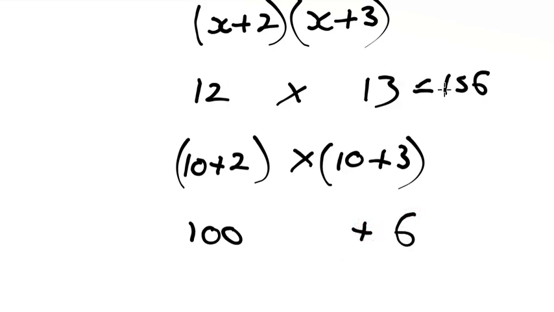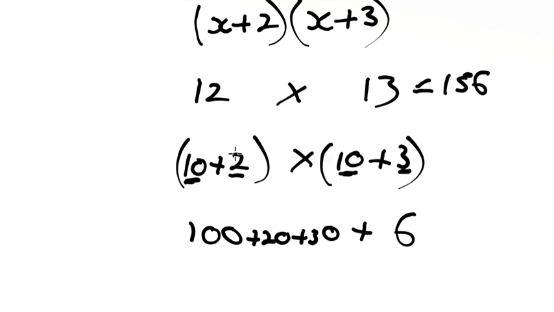12 times 13 is 156. That 50 bit in the middle comes from the 2 times this 10 and the 3 times this 10. 2 times 10 is 20, and 3 times 10 is 30, and those two will add together to make that 50 in the middle, just like with quadratic equations.